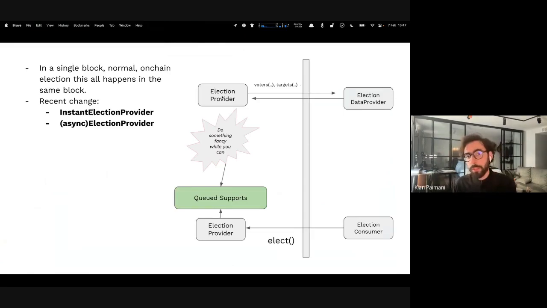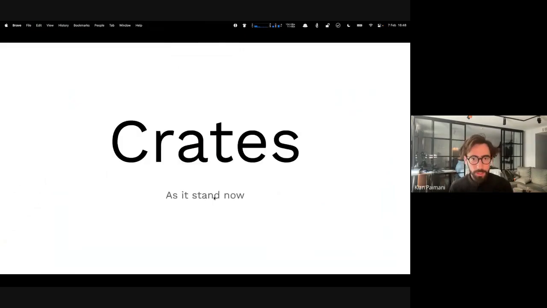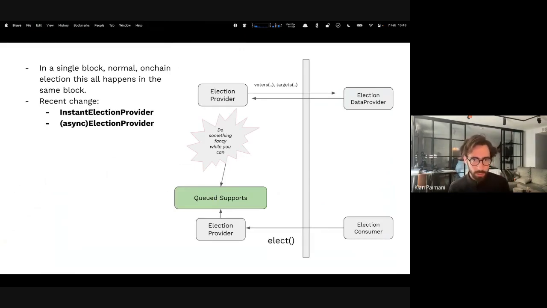So the timeline is something like this: the election provider asks for the election data at some point in time, kind of like here, and you do your best to have the supports, or the election result, already queued and ready for when the call to elect comes. And when the call to elect comes, saying, hey, now give me my election result, this is already ready and you don't actually need to do anything. So yeah, this is a general abstraction of how election works in Substrate.